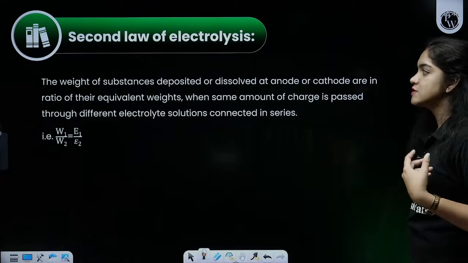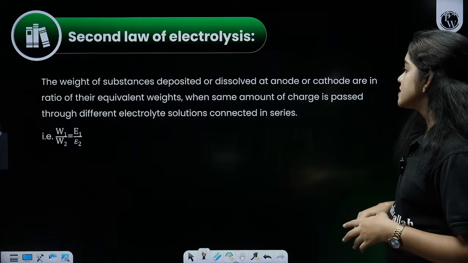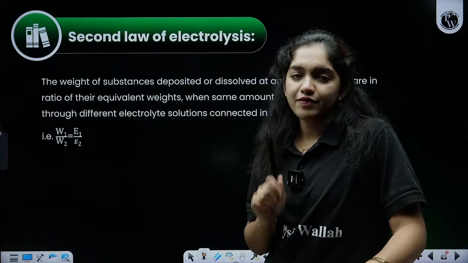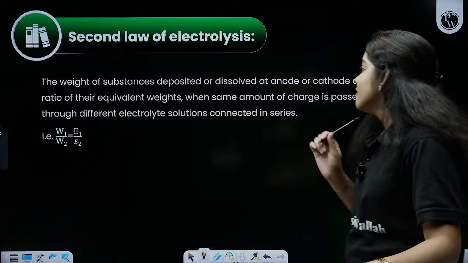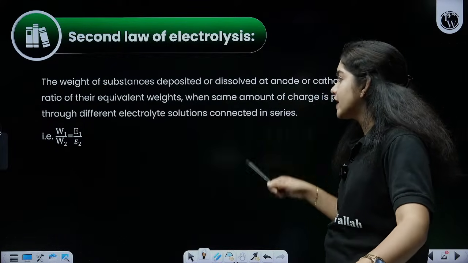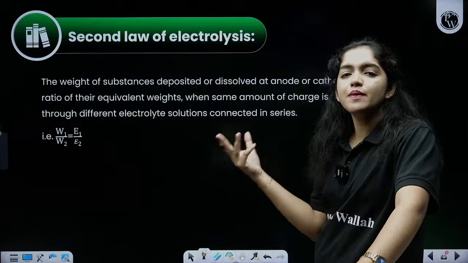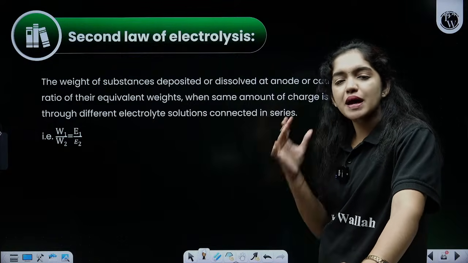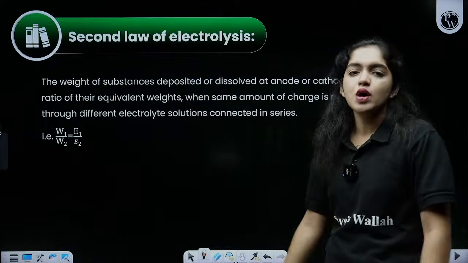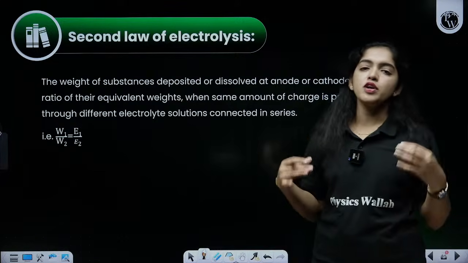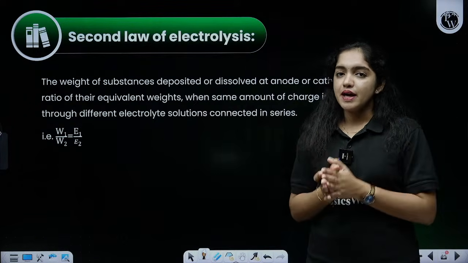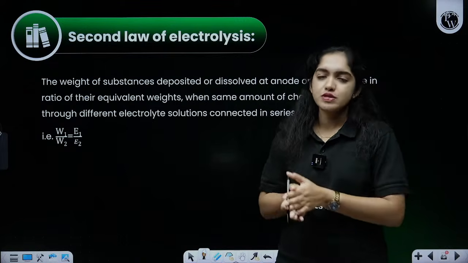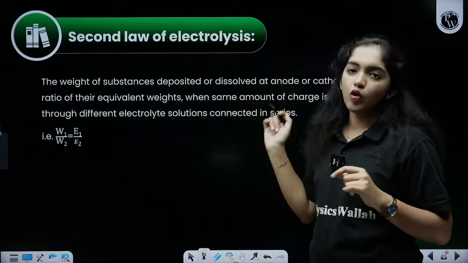The second law of electrolysis is what? The substance deposited or dissolved at the anode or cathode will be proportional to their equivalent weight ratio. When the same amount of charge is passed through different electrolytes, it will be related to the chemical equivalence. If we are taking two different solutions and passing the same quantity of current through the two solutions, the amount of ions deposited will be connected to the chemical equivalent weights of the electrolytes that we use. That is the second law of electrolysis.